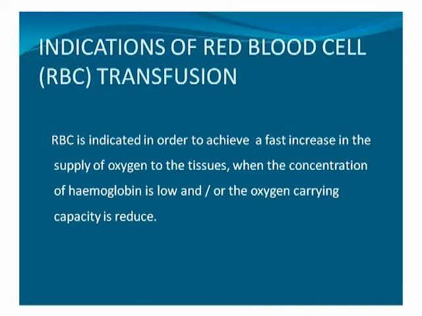Indication of red blood cell. Red blood cell is indicated in order to achieve a fast increase of the supply of oxygen to the tissues when the concentration of hemoglobin is low and/or the oxygen carrying capacity is reduced. So this condition is the one that will indicate if we have to transfuse a patient.